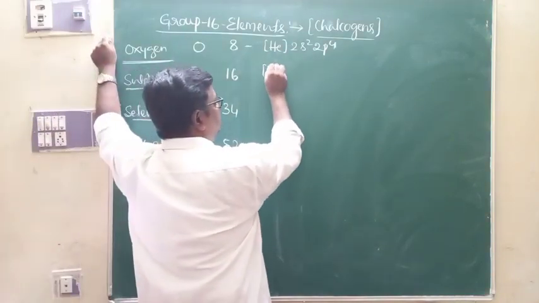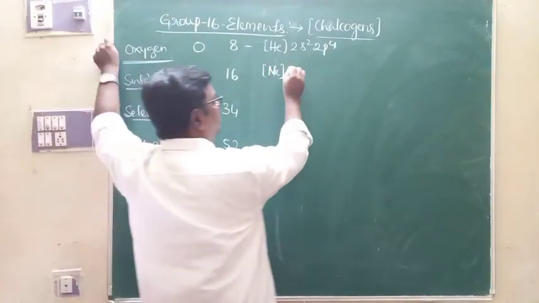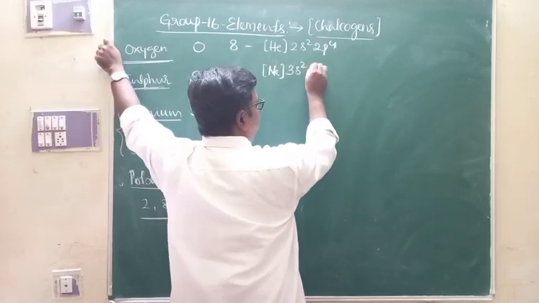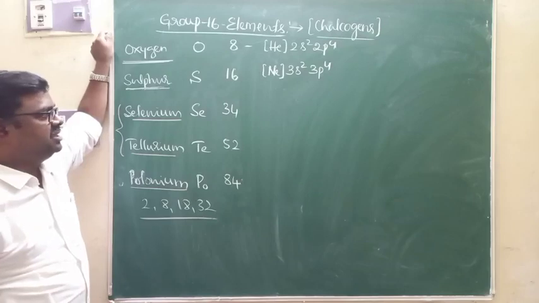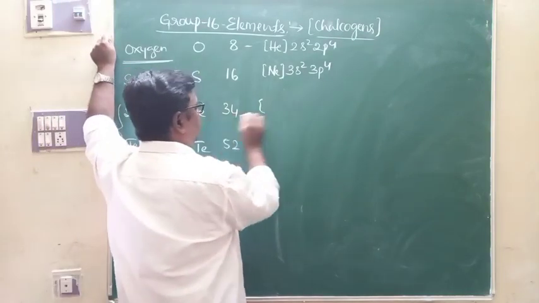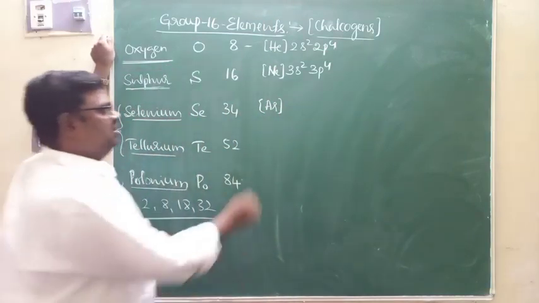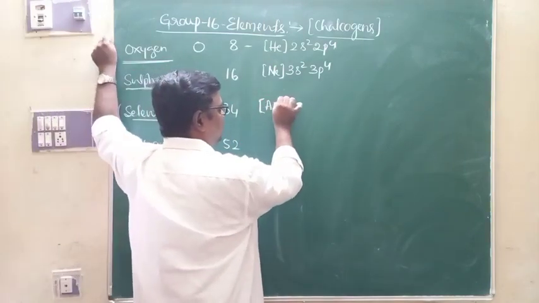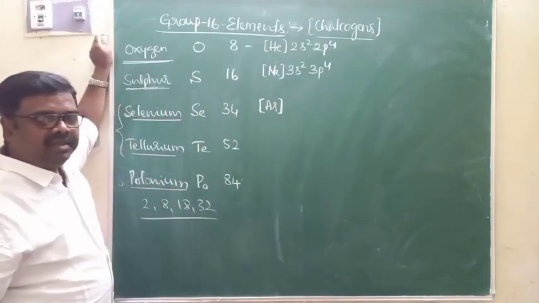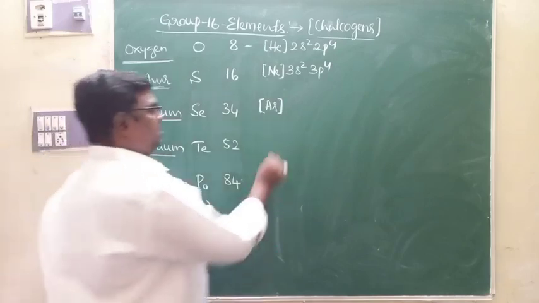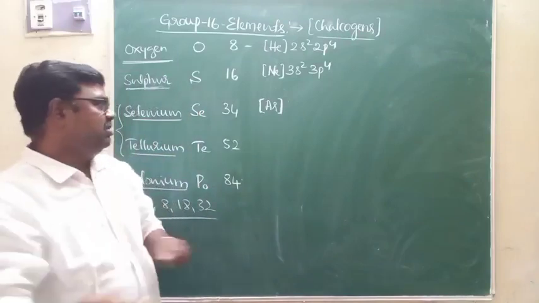And of course, if I say sulfur, neon accounts for 10 electrons. And the remaining will be 3s2 and 3p4. This is the electronic configuration of sulfur. And here it is selenium. Write argon, that accounts for 18 electrons. You must write the argon symbol in square brackets. For noble gas configuration, you write the symbol of the element in square brackets.